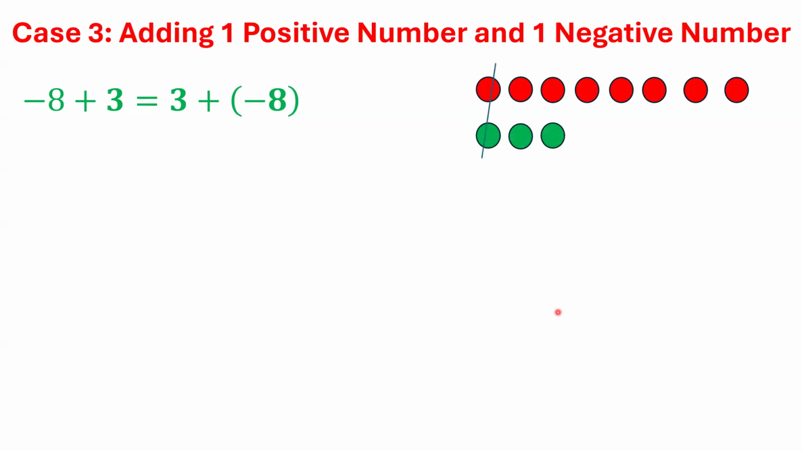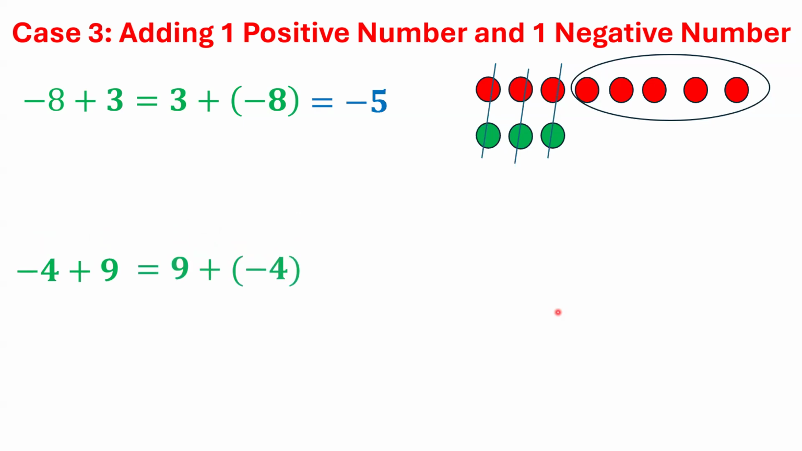Each one from the positive will cancel one from the negative. And then the answer will be 5, but negative, because the remaining is 5 negative. So actually, if you look at this example, you can consider it as if I'm subtracting 8 minus 3, which is 5, and I'm adding the sign of the bigger absolute value. The bigger absolute value means I consider the two numbers, the 8 and 3, without signs. The 8 is bigger, the sign for the 8 is negative, so the answer will be negative, because I have more negative than positive.